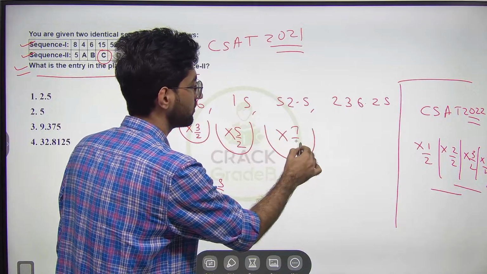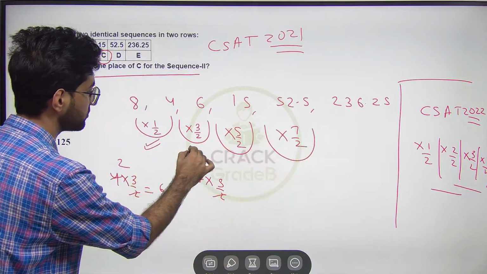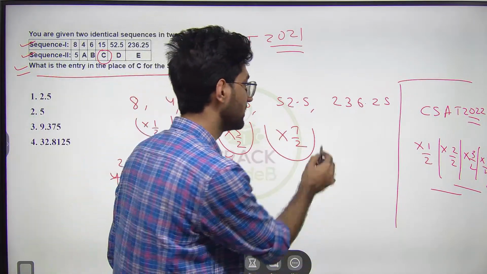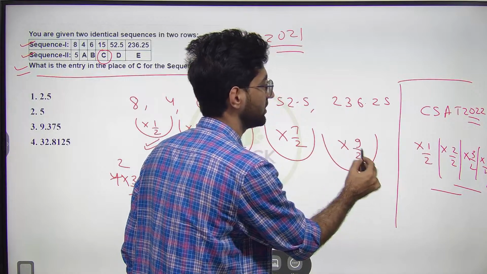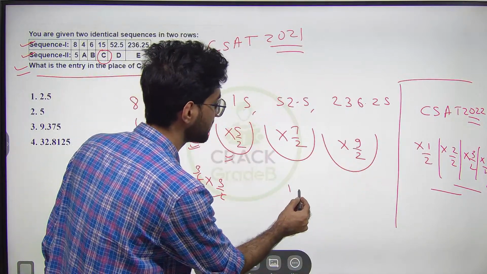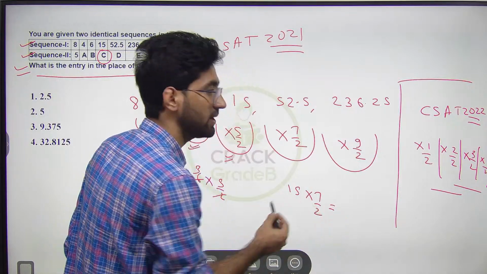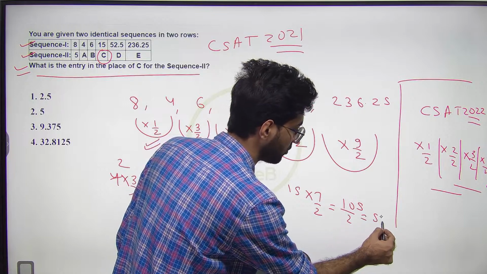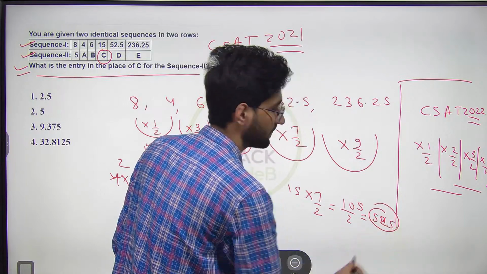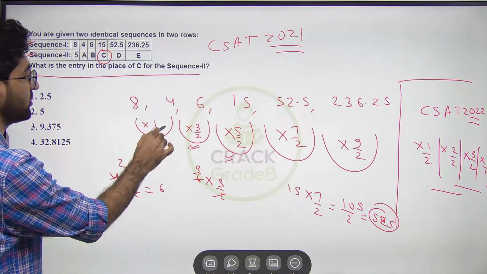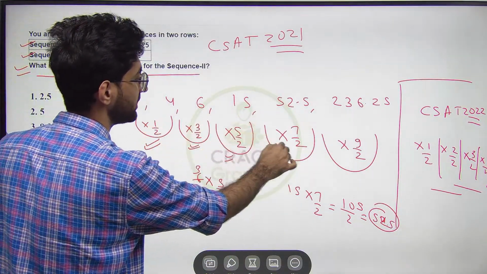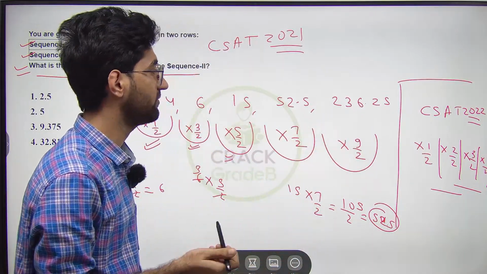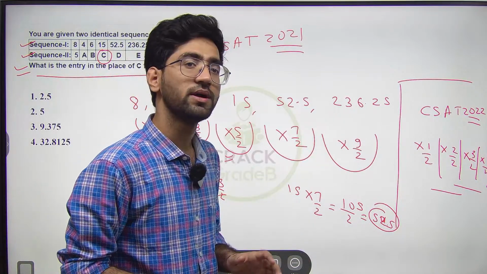Similarly, what are the good chances? This is 1 by 2, this is 3 by 2, this is 5 by 2. So there are good chances that this is 7 by 2, and then 9 by 2. And you can cross verify this. 15 into 7 by 2: 15 into 7 is 105, 105 by 2 is 52.5. Right? So basically the pattern is into 1 by 2, into 3 by 2, into 5 by 2, into 7 by 2. Similarly, you can also cross verify that 52.5 into 9 by 2 is equal to 236.25.